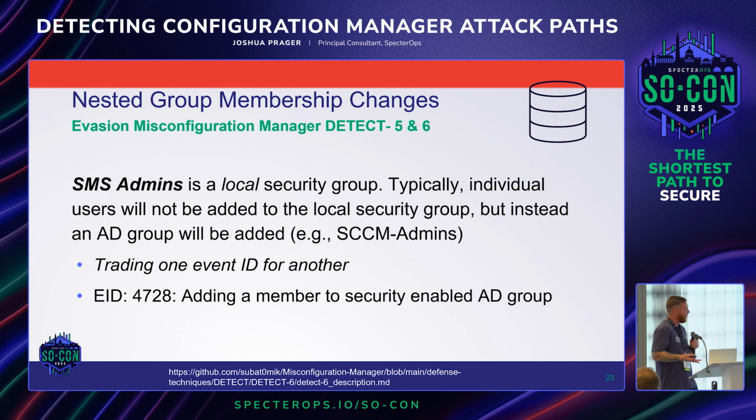So the evasion in this case is kind of like trading one event ID for the other. If you can compromise Active Directory in a way, you could add a user to that SCCM admins group, which would be nested within that local security group. It's not really an evasion in this case because you're still making the same amount of telemetry. You're just making a different form of telemetry, really. Okay.